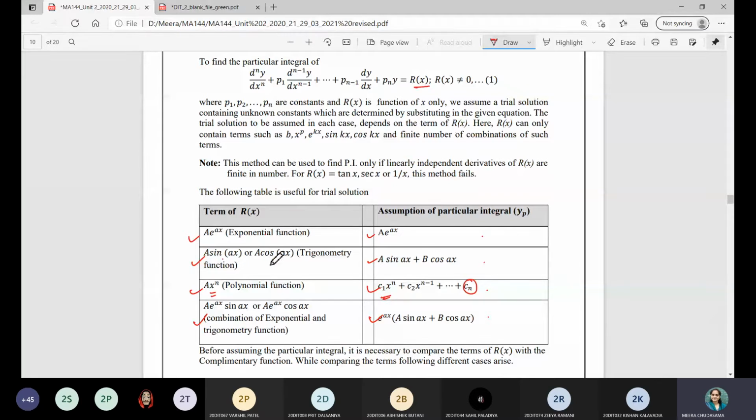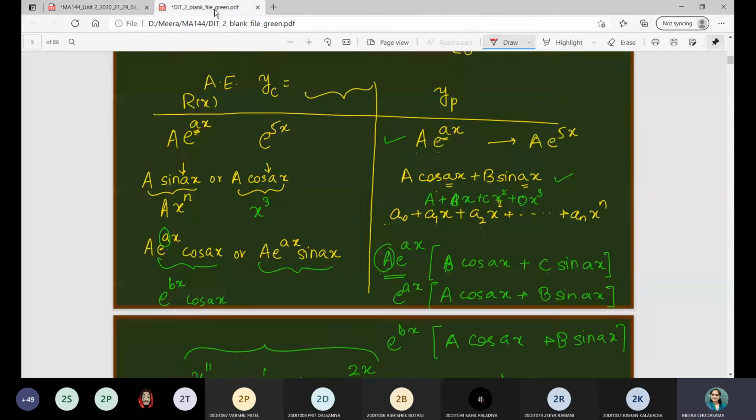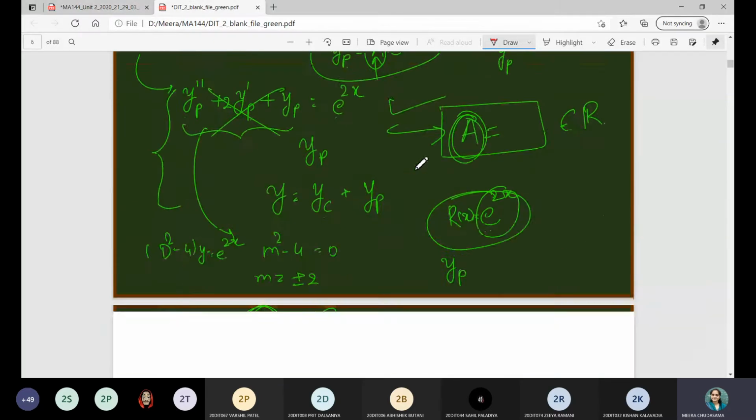If either a sine function or cosine function or a combination of them is given, then you have to assume the particular integral as this one. For the exponential function, you have to consider a constant times that exponential function. And as I have said, if you are given a combination of them, then for e raised to ax we have this particular integral, and for sin ax or cos ax, the combination of that particular integral choice we have to consider. After that, if you remember, we have considered these examples, right?